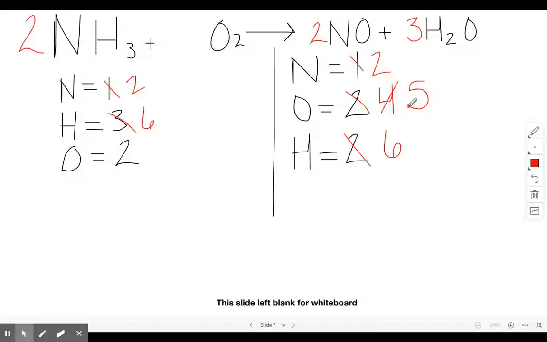Uh-oh, that doesn't work out. Because if you look at your reactants, I have 2 oxygen here, 2 atoms of oxygen. There's nothing I can multiply to 2 oxygen to make it odd. So there's no way I'm going to come up with an odd number like 5. So these coefficients don't work. So I need to go to the next coefficient.